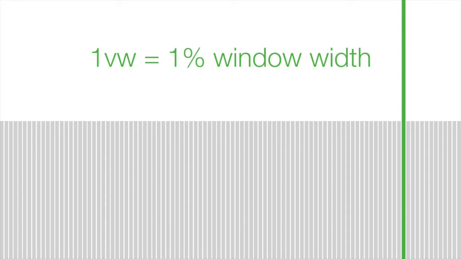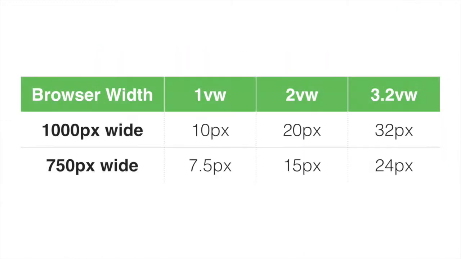So as we start to think about that, we realize that we can use this to control the type in our document. What does this actually mean? Depending on what the size of our browser is, 1 VW is going to be a different measurement on the screen. So at 1000 pixels wide, 1 VW is going to be 10 pixels. At 750 pixels wide, 1 VW is going to be 7.5 pixels. And as you can see, that continues no matter what VW unit we throw at it. 3.2 VWs is going to be different sizes on a 1000 pixel screen and a 750 pixel screen.